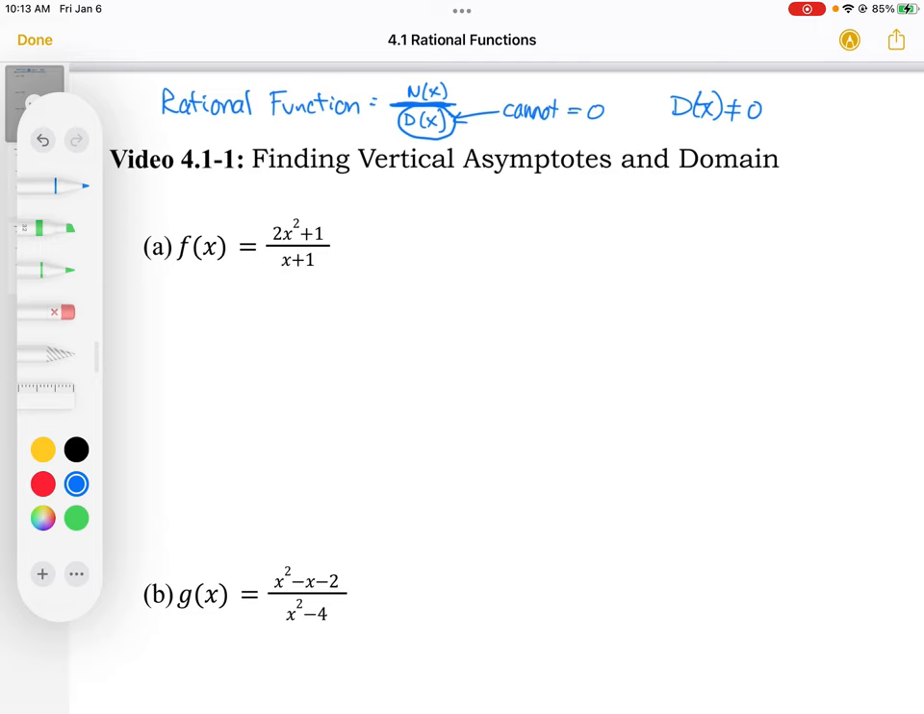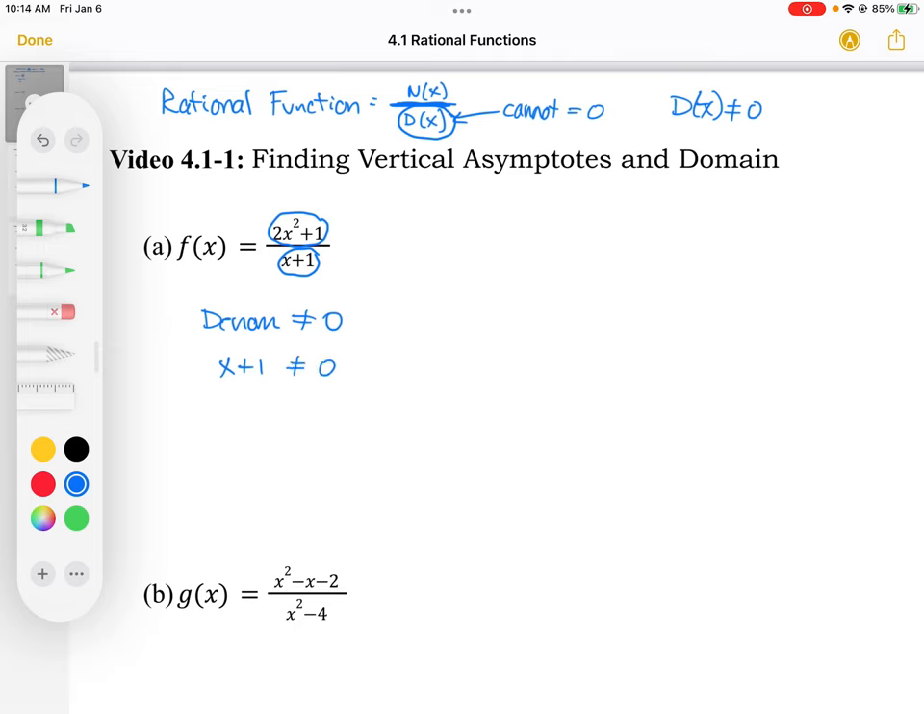So we have f of x is equal to 2x squared plus 1 divided by x plus 1. Okay, so here is one polynomial in the numerator. Here is one polynomial in the denominator. So if we're going to find vertical asymptotes, we are going to look for the restrictions for this particular function. So the denominator cannot equal 0, which means, in this case, x plus 1 cannot equal 0.